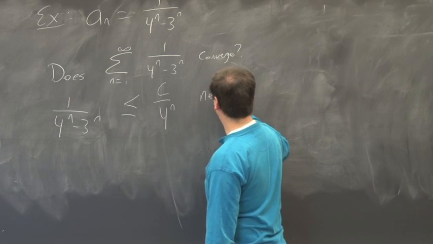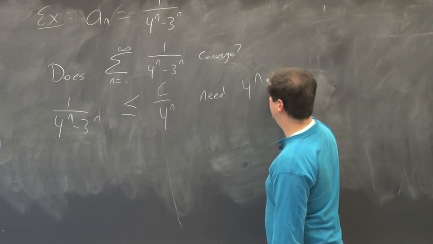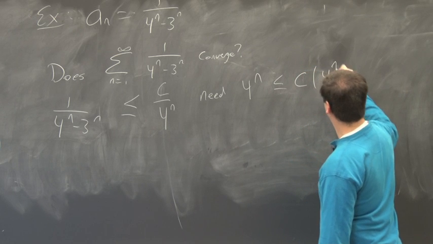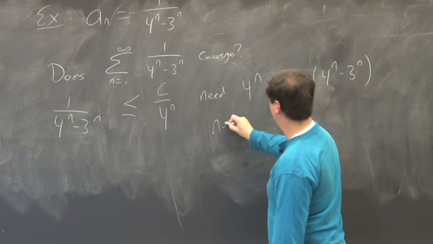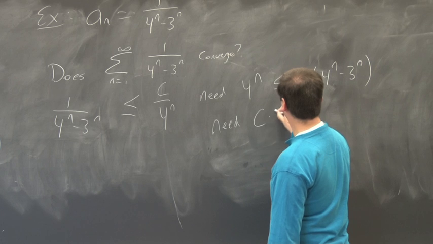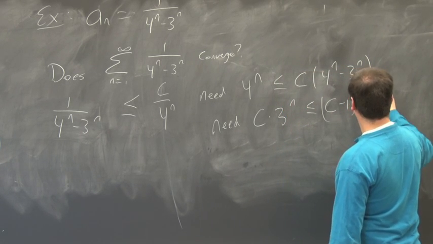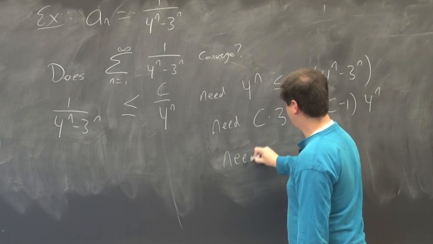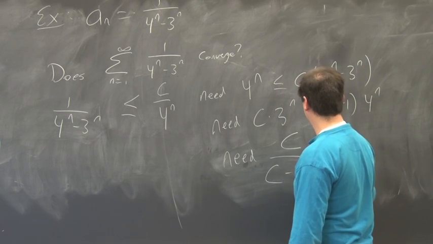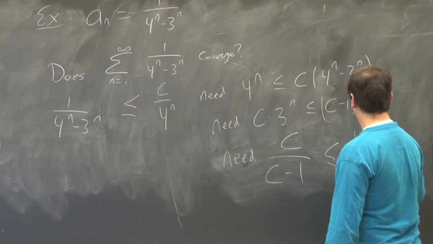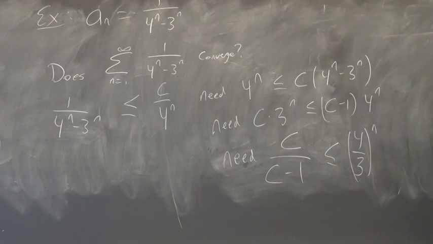So this means we need 4 to the n to be less than or equal to c times 4 to the n minus 3 to the n. So we need c times 3 to the n to be less than or equal to c minus 1 times 4 to the n. So we need c over c minus 1 to be less than 4/3 to the n. Now what's nice is 4/3 is greater than 1. So if this is satisfied for n equals 1, then it's satisfied for n equals 2, n equals 3, n equals 4.